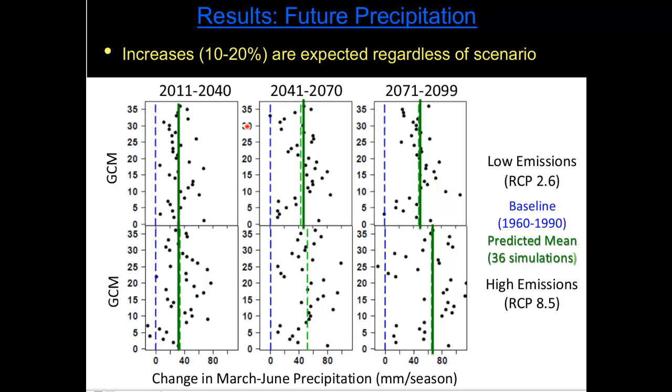Up on top, I've noted that these increases are about 10 to 20%. If we look at a percent increase compared to what we normally see, this scenario, 2011-2040, is closer to 10%, and this bigger increase for the RCP scenario 8.5 is about a 20% increase. So the main conclusion here, by looking at future precipitation across all 36 of these models, is that we're going to see more precipitation in the Maumee Basin.